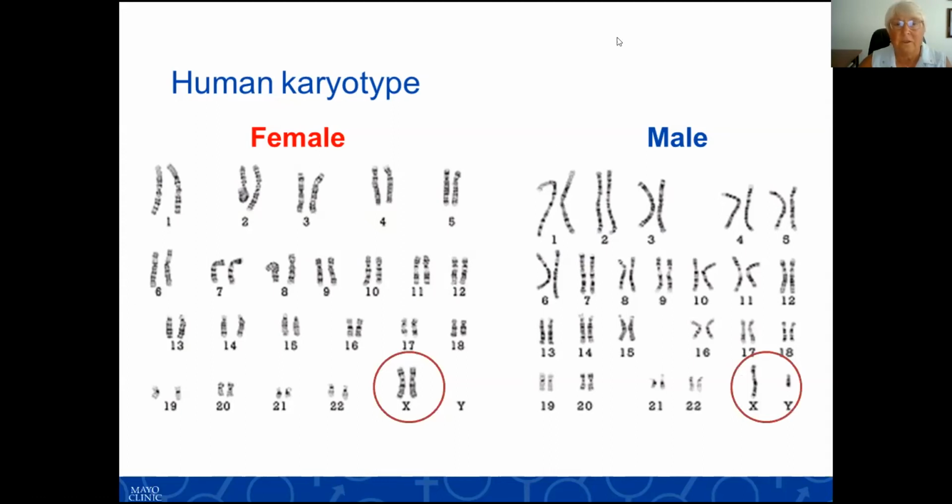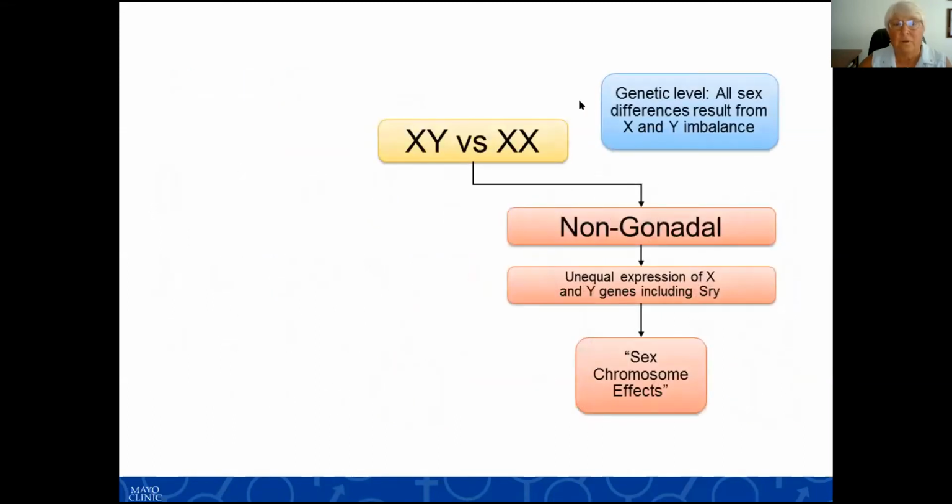This karyotype is in every nucleated cell in the human body. Therefore, one of the conclusions from that hallmark publication of the Institute of Medicine was that every cell has a sex. At the genetic level, all sex differences result from the imbalance of the X and Y chromosome. These are the non-gonadal effects and are considered sex chromosome effects. You can't get away from this.